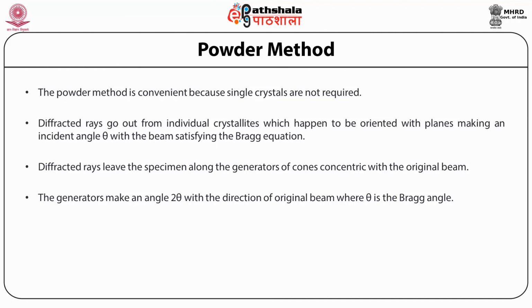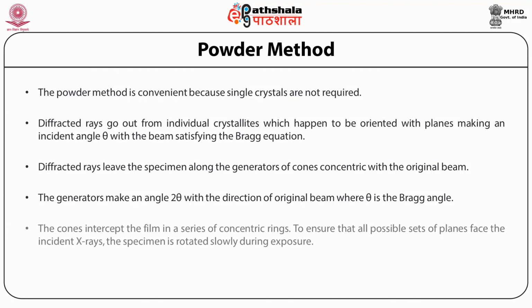The cones intercept the film in a series of concentric rings to ensure that all possible sets of planes face the incident X-rays. The specimen is rotated slowly during exposure. The experimental arrangement of the powder method is shown in figure 3 on the next slide.